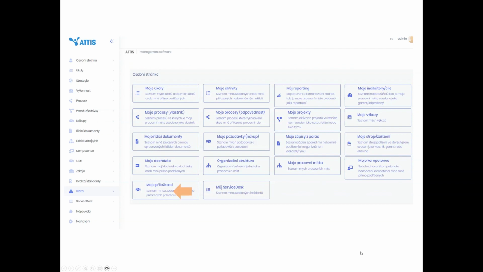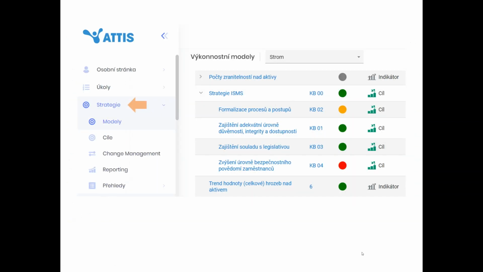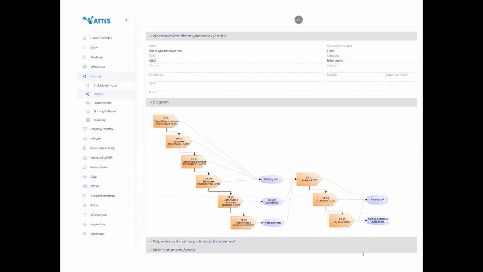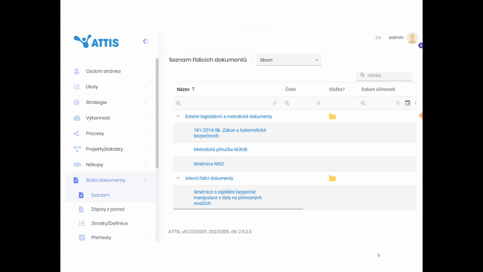The Cyber Risk Management module in the ATTIS program is an integral part of the organization's integrated management system. This allows ATTIS to be used effectively, for example, to manage the complete implementation of an information security strategy. Precisely define the risk management process, including clearly defined responsibilities for the implementation of the process. Or to administer and publish external legislative regulations and methodologies. And internal management documents governing the responsibilities of employees to prevent cyber risks.